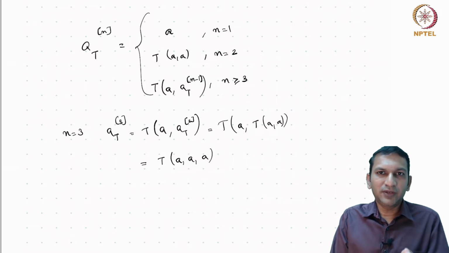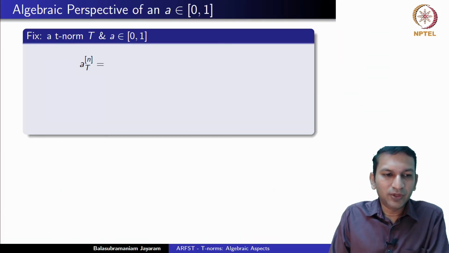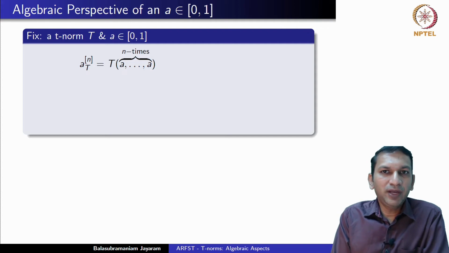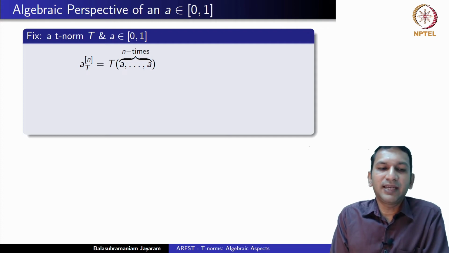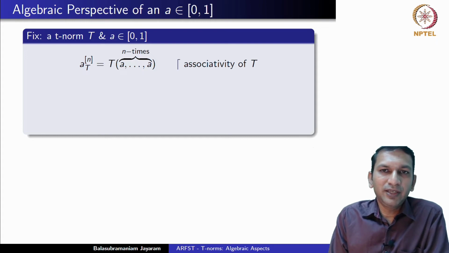So by associativity, this binary operation can be extended to an n-ary operation. If you look at this, we could just think of it as operating A on itself n times. Once again, the associativity of T allows us to look at this particular operation like this.